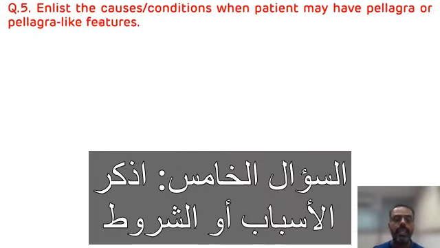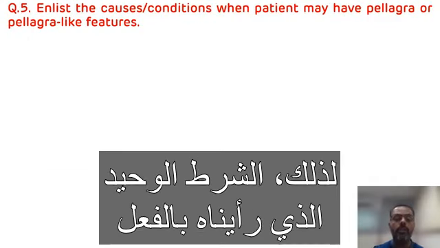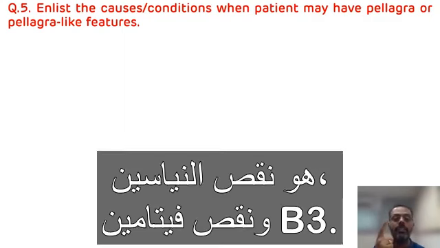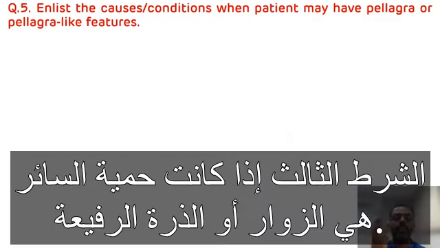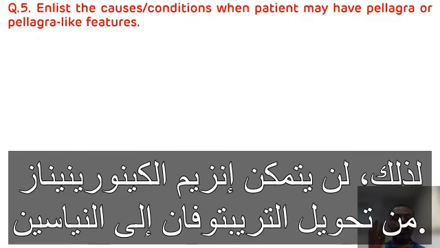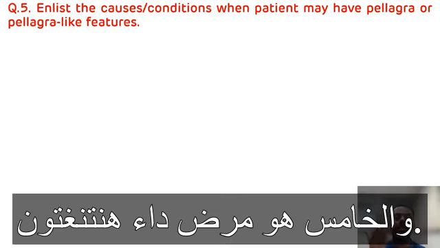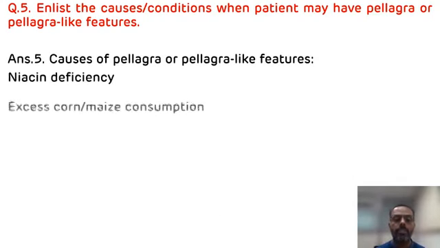The fifth question is, enlist the causes or conditions when a patient may have pellagra or pellagra-like features. One condition we have already seen, that is niacin, vitamin B3 deficiency. Second, if the staple diet is maize or corn. Third, if the staple diet is jowar or sorghum. Fourth is if there is a deficiency of vitamin B6, that is PLP deficiency, so the kynureninase enzyme will not be able to convert tryptophan to niacin. And fifth is Hartnup disease. These are the causes of pellagra or pellagra-like features.